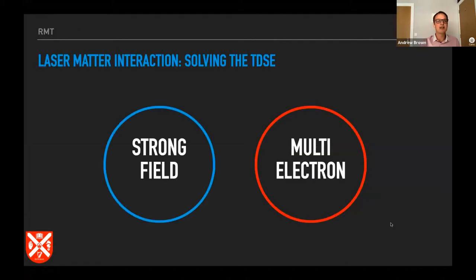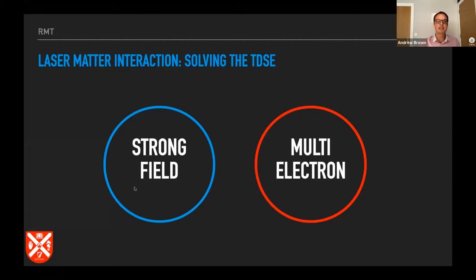So what is RMT and what does it do? Well, we're trying to model laser-matter interaction. And the way that we do that is to solve the time-dependent Schrodinger equation. But rather than making drastic simplifications to our system and say modeling a one-electron system or a 1D system, we take full account of the multi-electron effects. And this is really what R-matrix theory is built for, and has been doing multi-electron systems and modeling electron correlation in the time-independent frame for many decades now.